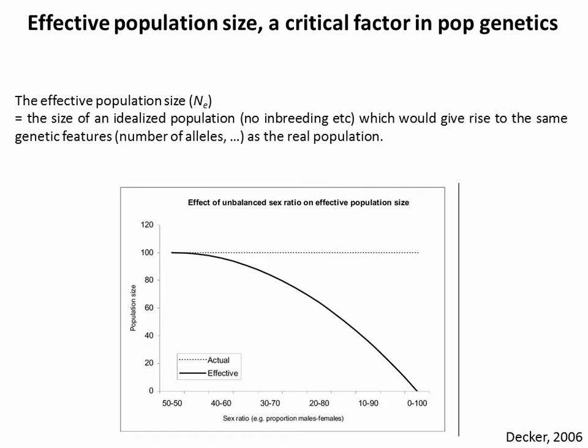So just to summarize what the effective population size is. This is the size of an ideal population with no problem, let's say, that would give rise to the same genetic features, such as genetic diversity or number of alleles, as the population that you are observing. And then there was this relationship between sex ratio and effective population size, which was negative: the more biased the sex ratio, the lower the effective population size.